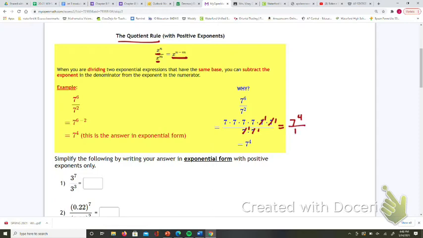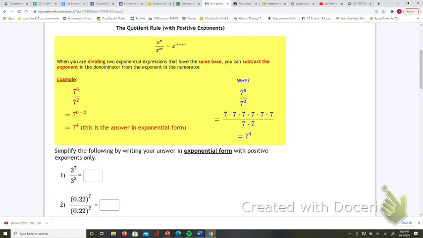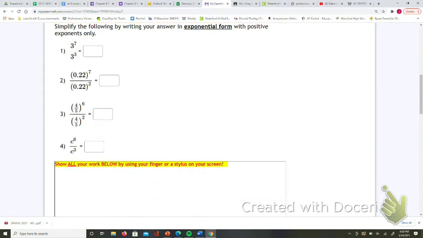Well, we don't need the 1, right? 7 to the 4th power over 1 is the same as 7 to the 4th power. Now, let's look back up at what we had here. It's 7 to the 6 minus 2, which is 7 to the 4th. Okay? So that's the quotient rule. If you're dividing your bases, you subtract your exponents. Okay, again, just like we did on the first problem, be patient with me because we're going to show work on the first couple of problems.